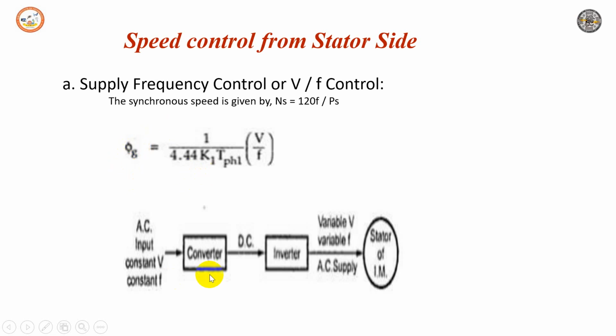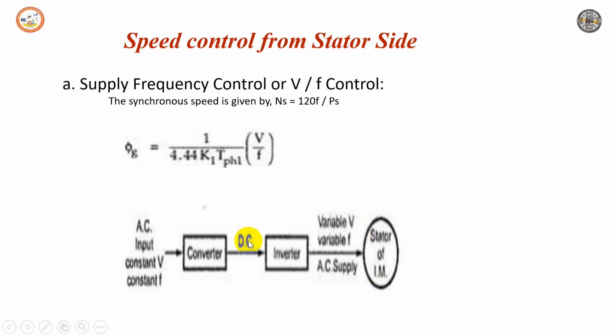So for that, initially we need to convert this constant voltage and constant frequency AC, which is given to the stator side, using a converter, which converts it to DC, and then it is converted to variable voltage and variable frequency using this inverter model, where we have to maintain this V by F ratio in such a way that the stator will be given a change in the frequency, where we can have control over the speed.